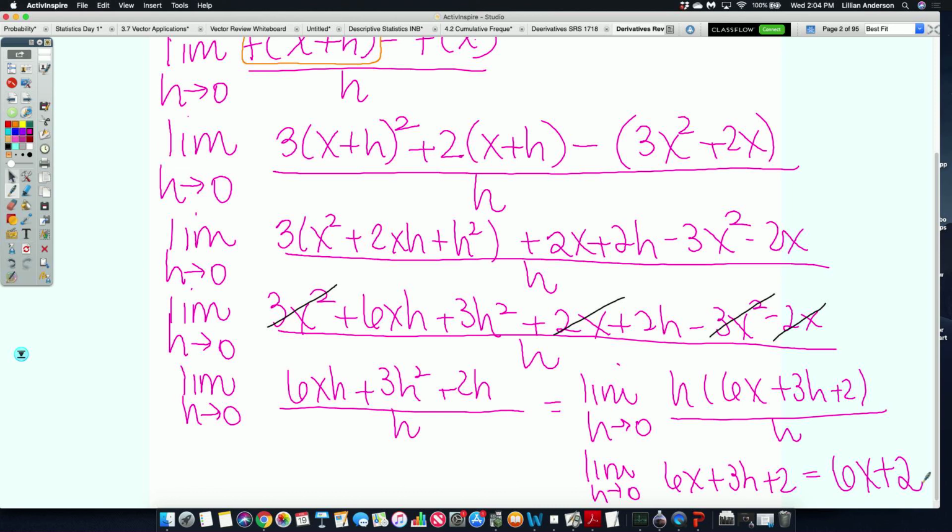Wait, so when we're at that final phase where we took out the h, we have to put in 0? Mm-hmm. Okay. So now when we evaluate the limit, this basically becomes 6x plus 3 times 0 plus 2. And then that's how we get 6x plus 2. Which we should have known that's what it was from the beginning. From what rule of derivative? Power rule. The power rule.